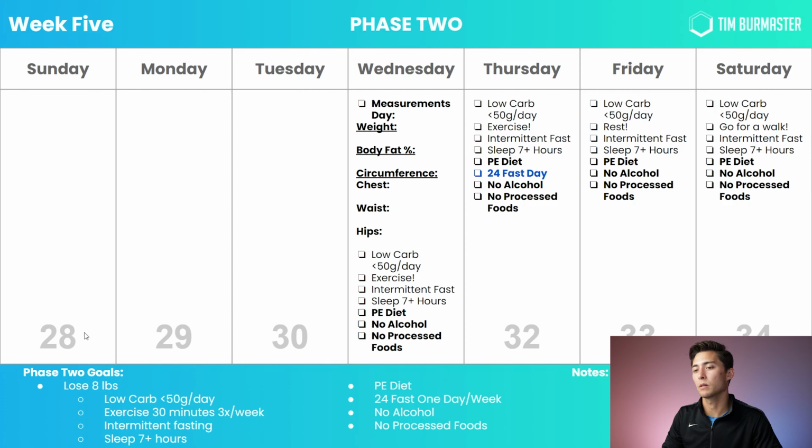We're keeping our 4 action items the same for this month. However, we're adding 4 more action items to our list. Now for month 2, I decided that I want to do the PE diet. I want to do one 24-hour fast a week, and I want to stop drinking alcohol entirely, and I don't want to have any processed foods.